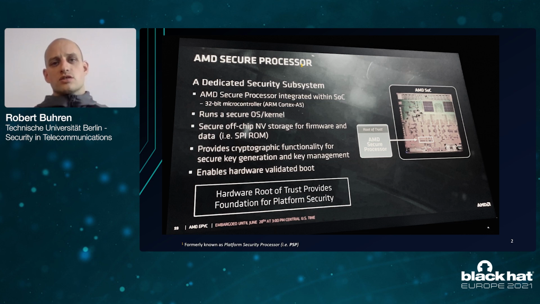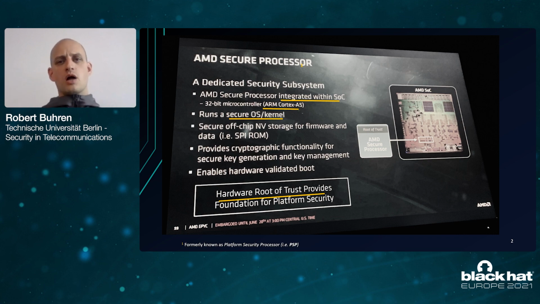I've taken this slide from an AMD slide deck, and AMD says about their secure processor that it's a dedicated security subsystem. And actually, this is an ARM core, which is integrated into your x86 SoC. So if you buy a modern AMD CPU, you not just have the x86 cores, but also there is a tiny ARM core embedded within that CPU. And it runs a proprietary and largely undocumented operating system, which is provided by AMD. And the secure processor in general is the hardware root of trust of all modern AMD CPUs.